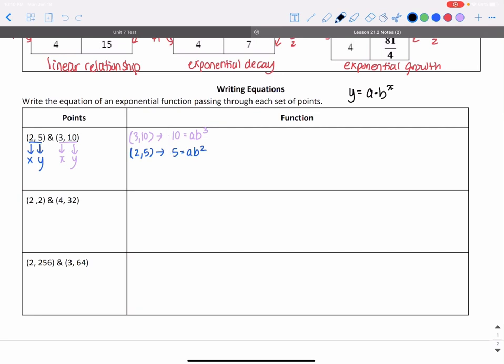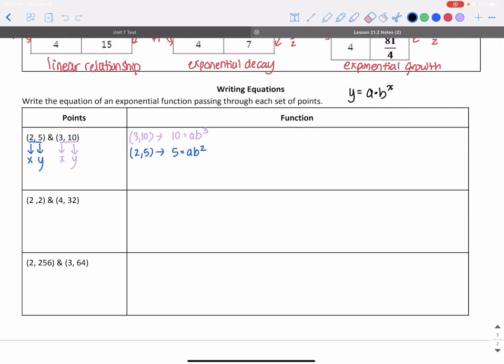And when I was doing a system of equations with linear relationships, I added or subtracted the two equations from each other to eliminate one of the variables. In this case, since we're talking about multiplication instead of addition and subtraction like we would with linear relationships, it's probably not going to be adding and subtracting.